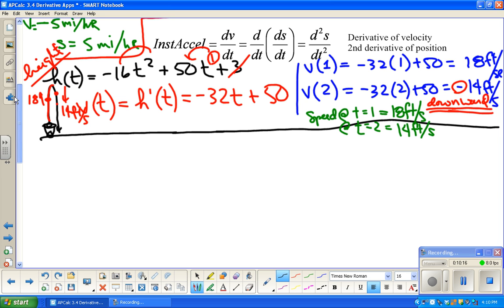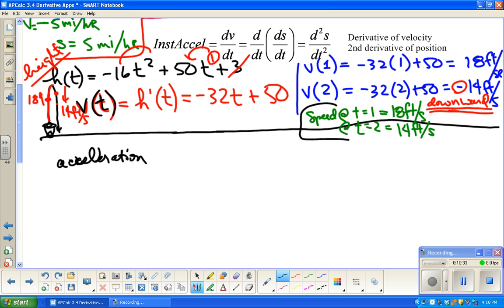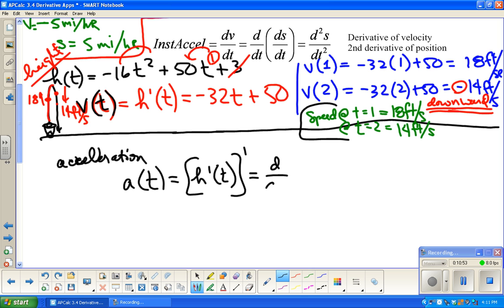So the height is given by negative 16t squared plus 50t plus 3. I just found velocity and speed. Now I'd like to know the acceleration. Acceleration at time t is basically h prime of t prime. Well, that's kind of notation. In other words, we're doing the derivative with respect to time of h prime of t.